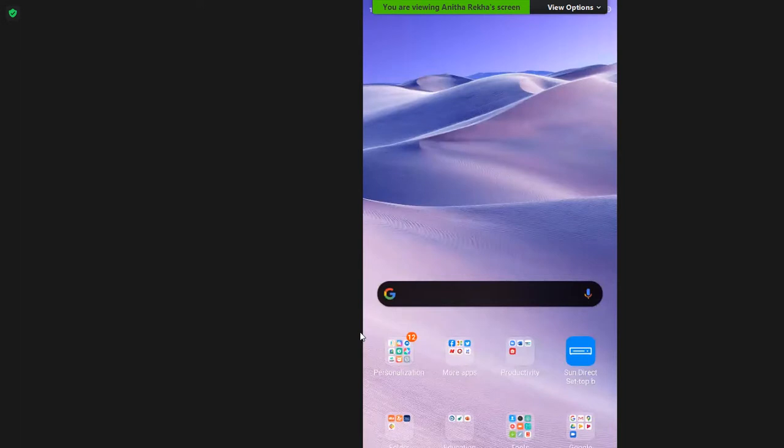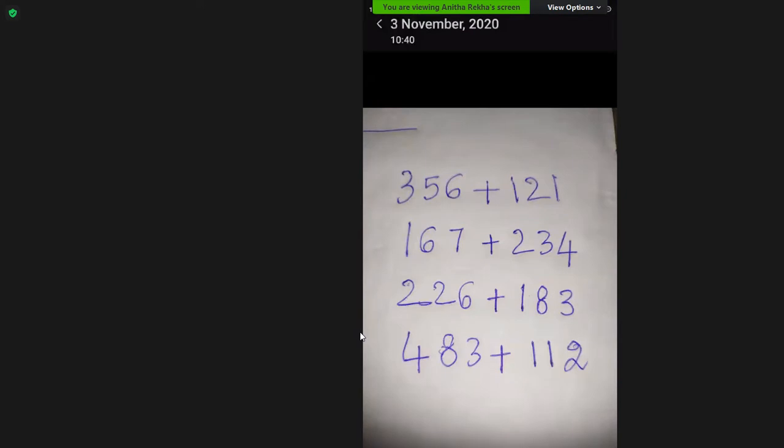Can you complete these 4 sums using column method? All of you start adding ones place. Who finished this sum? Show me your thumb. First question I am reading. 356 plus 121. Second question, 167 plus 234. Third question, 226 plus 183. Fourth one, 483 plus 112. Very neatly do, children.